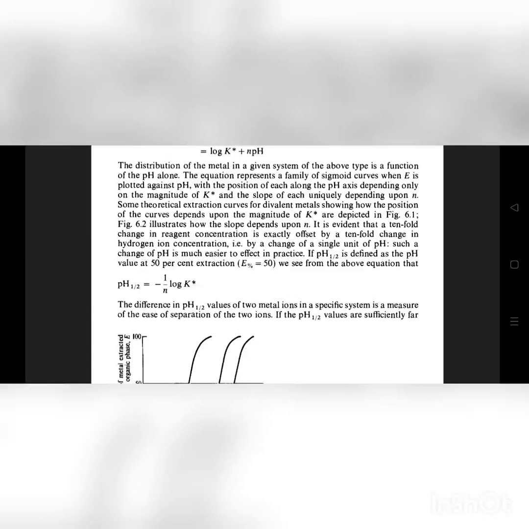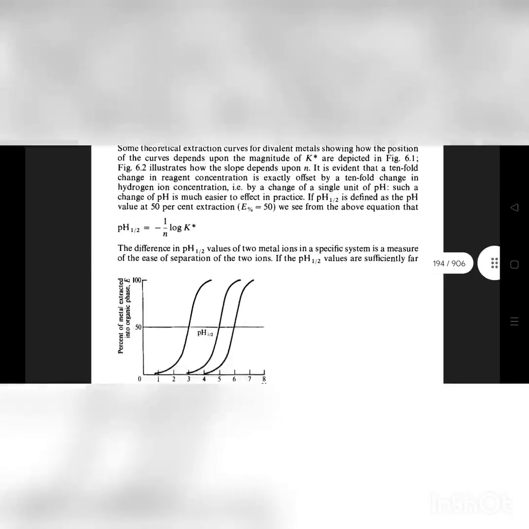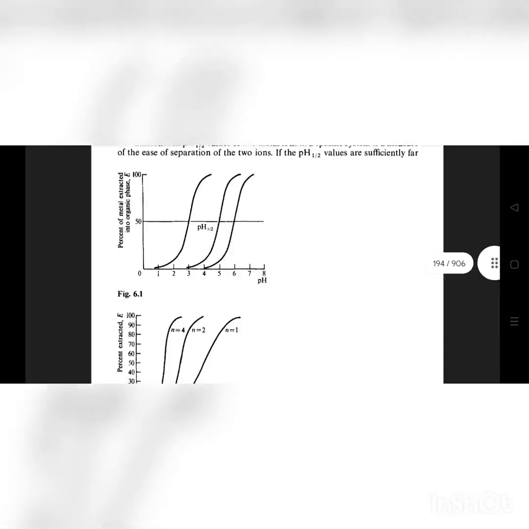Such a change of pH is much easier to effect in practice. If pH 1/2 is defined as the pH value of 50% extraction, we see from the above equation that pH 1/2 is equal to minus 1/n log K*. The difference between pH 1/2 values of two metal ions in a specific system is a measure of the ease of separation of the two ions. If the pH 1/2 values are sufficiently different, excellent separation can be achieved by controlling the pH of extraction.